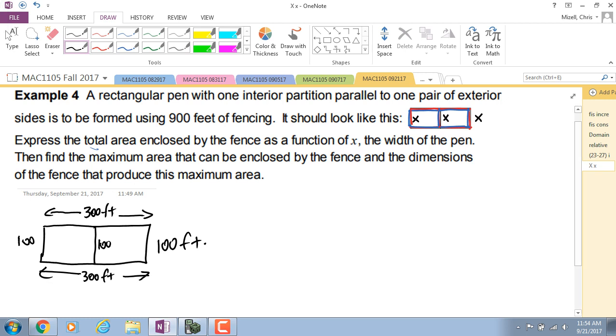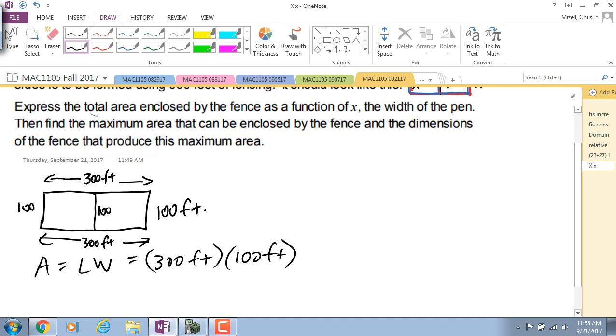What's the area if that's the way we choose to build this? Area equals length times width, since we're dealing with a rectangle. So 300 feet times 100 feet. And when we multiply feet by feet, we get square feet. What if we multiply 300 by 100? 30,000 square feet. So if we want to build it like this, if we input 100 feet, the output is a unique value, 30,000 square feet. So it seems reasonable that we can express the area as a function of the width.